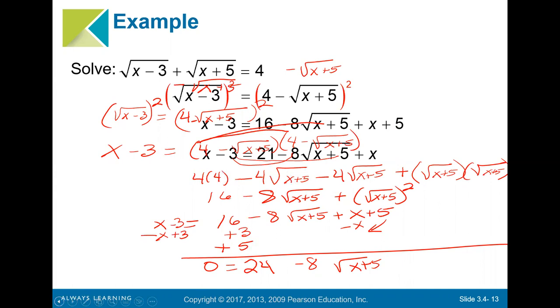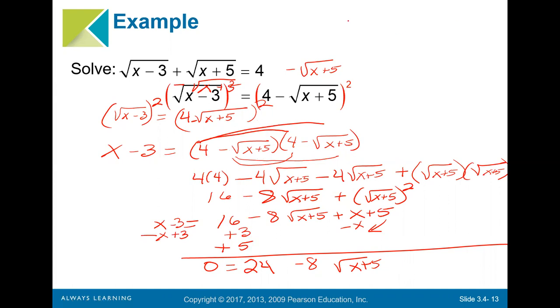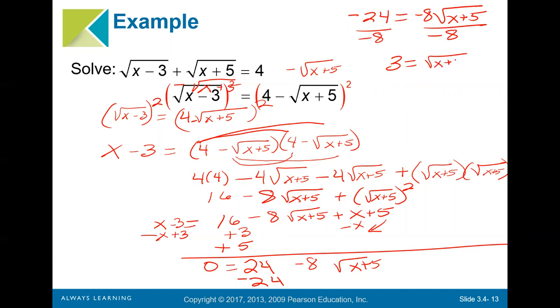Sorry, guys. So what I want to do is isolate the root again. I'm going to have to come up here to the top. So let's get this 24 to the other side. It's positive, so let's subtract it. So I have negative 24 is equal to negative 8 square root of x plus 5. I need a positive 1 coefficient on that square root, and it's a negative 8, so let's divide by negative 8. Negative divided by negative is positive. 8 goes into 24 3 times, leaving me with the square root of x plus 5.